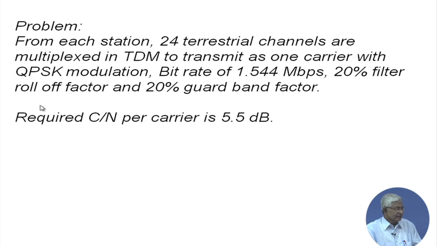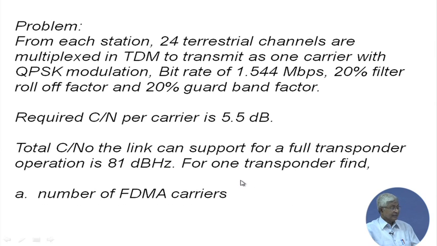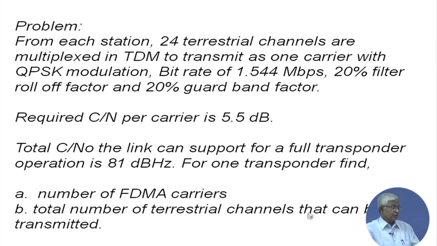Of course, there are other things given, that is C/N per carrier is 5.5 dB. You see here what is not given is the total C/N or C/N0 supported by the transponder. So, it is per carrier given here. Total C/N0 the link can support, now it is given for the full transponder, is 81 dB-Hz. So, for one transponder you try to find the number of FDMA carriers that can be supported by the transponder and the number of channels, total channels in the whole network, how many terrestrial channels can be transmitted.